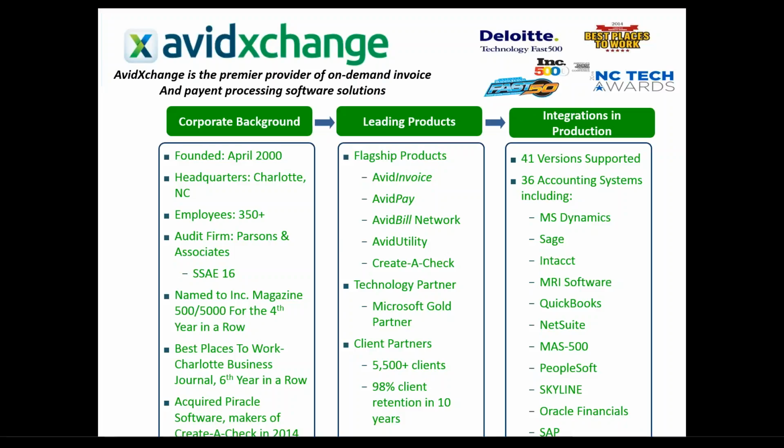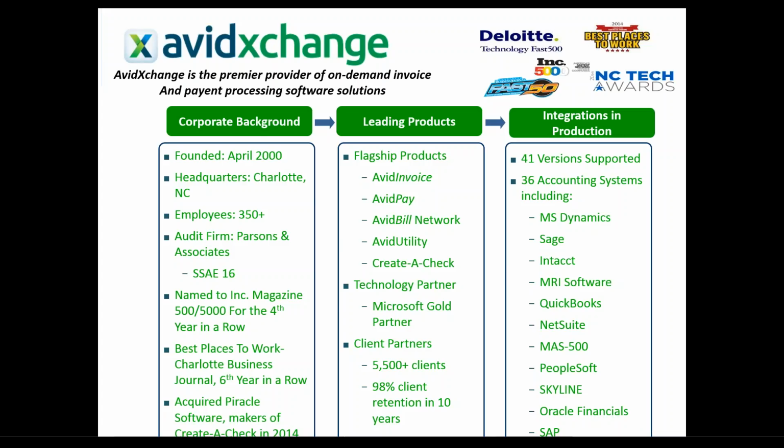Avid Exchange is another great partner. They're based in Charlotte, North Carolina. They've been at it for 15 years now. They're more of a pure play AP automation and payment automation provider. And they have over 40 out-of-the-box integrations with 40 accounting systems. Some of them are listed there. And likely whatever you're using is an out-of-the-box integration they have as well.